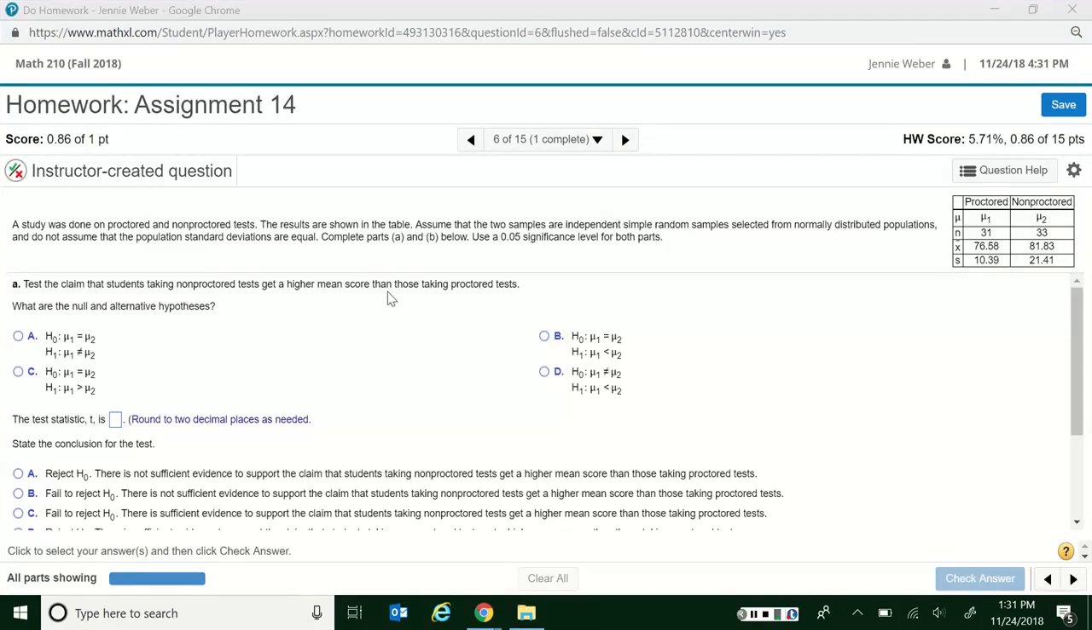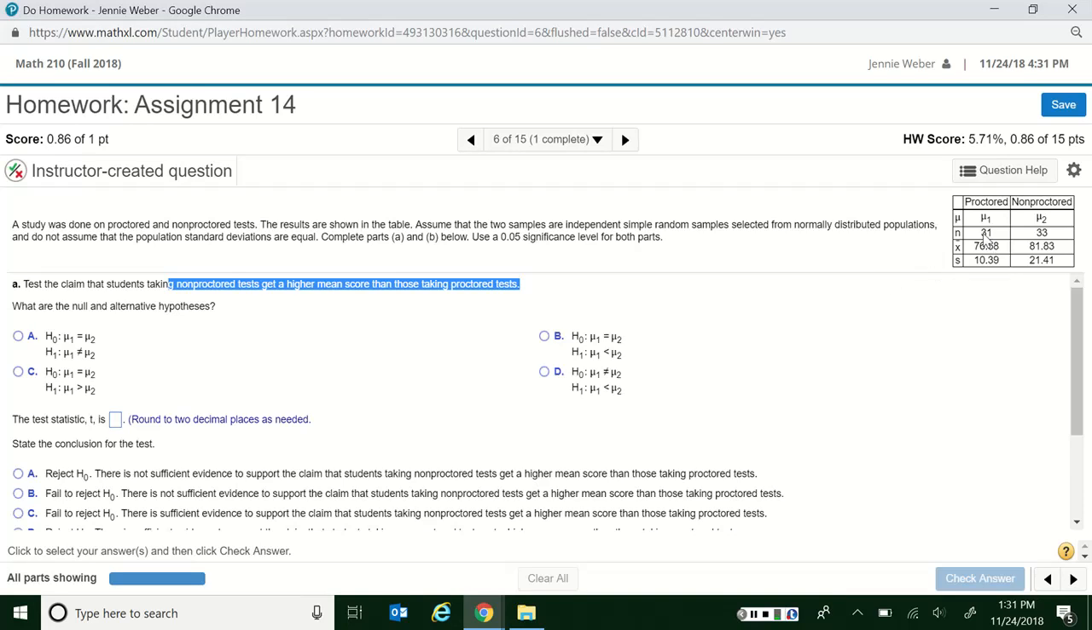Okay, we have a study done on proctored and non-proctored tests, and we have the results. So they've already figured out the summary statistics for us, which we've got over here. From normally distributed populations, we're not assuming that the standard deviations are equal. And so we want to test the claim that students taking non-proctored tests get higher than them taking proctored.